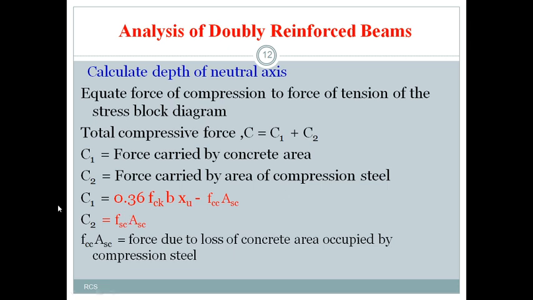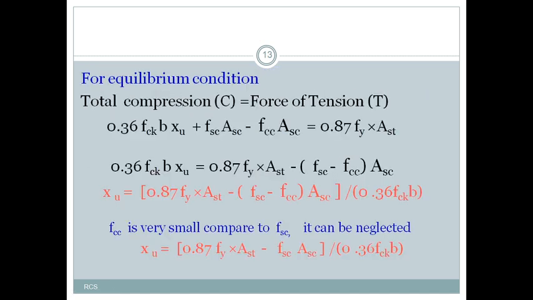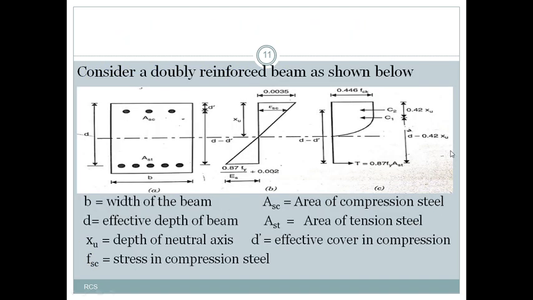I am explaining this again, as you may have been confused here. This 0.36 FCK B XU is for the whole block, the whole compressive force for this section. But in this portion we have some steel reinforcement also. That means wherever we provide the steel reinforcement, there will not be concrete. So the force due to that concrete should be deducted from the total compressive force.